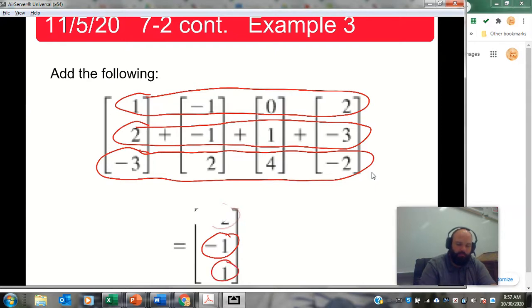So your solution is a matrix that is also a 3 by 1. That's something to keep in mind when you add and subtract matrices. The solution matrix will be of the same order as all of the matrices that you added together. And the solution matrix, as you can see I'm highlighting, is 2, -1, 1. So this is pretty simple.